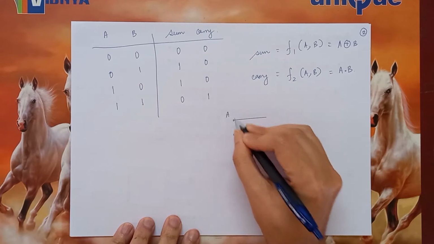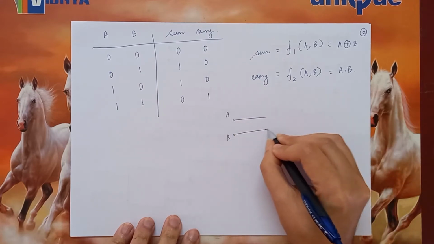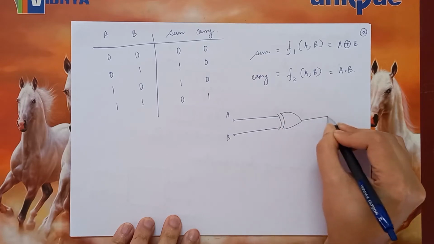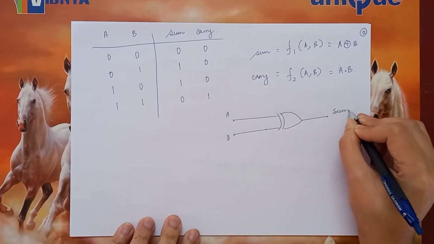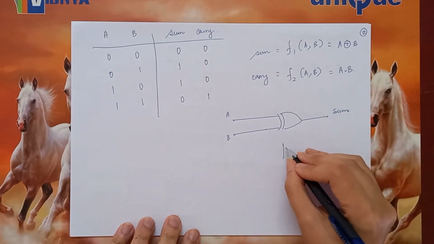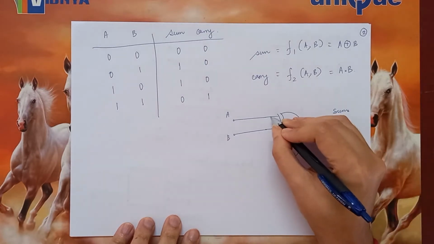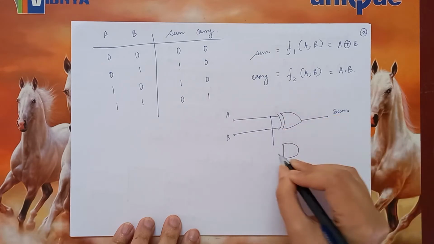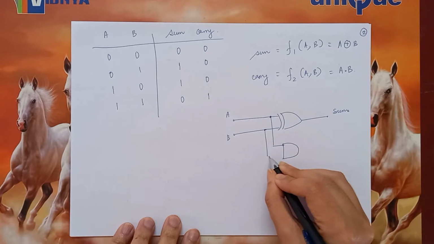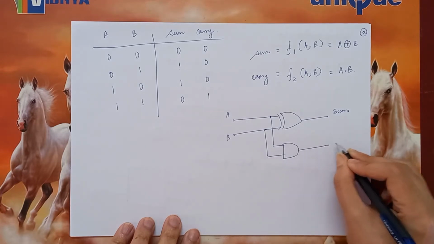I have these two inputs A and B. I can use a simple XOR gate which looks like this, and the output is the sum, and the AND gate would be used for the carry.